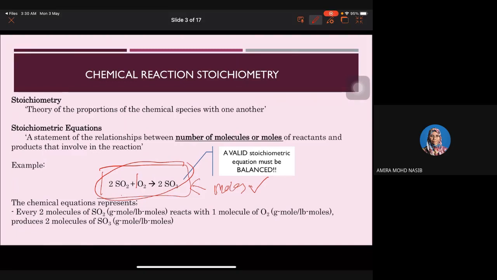You cannot use kilogram, you cannot use gram. So you have to keep this in mind. The chemical equation represents moles, not mass such as gram or kilogram, because you are going to use this until the end of your final year in your plant design. So you have to ensure that you really understand what that means.